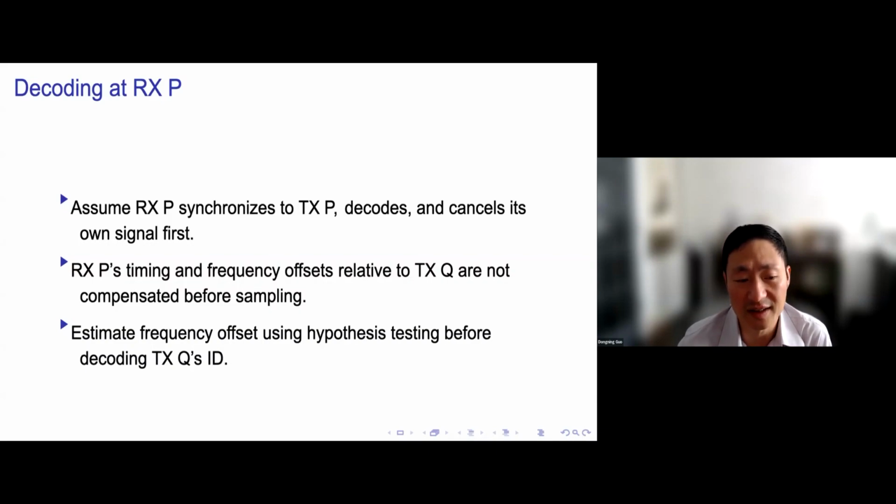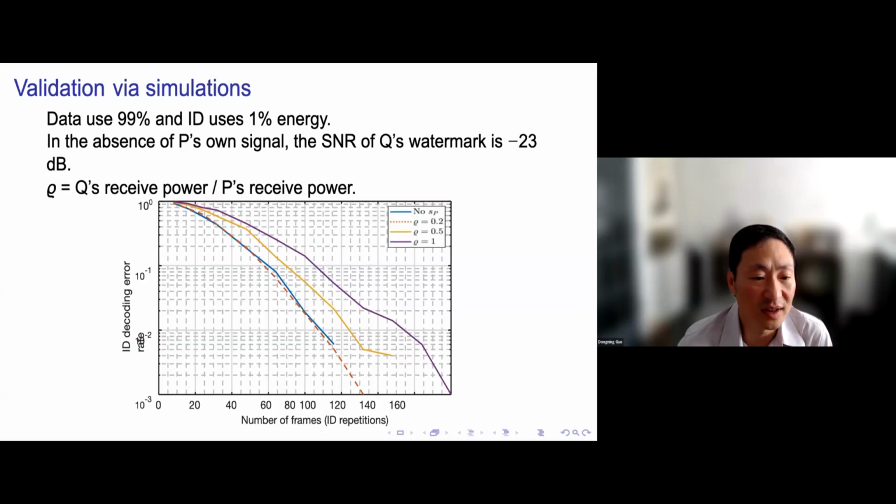Our assumption is that the ID is only a very small number of bits, let's say 10 bits or something like that, which we could decode without coherent detection. Next page, please.